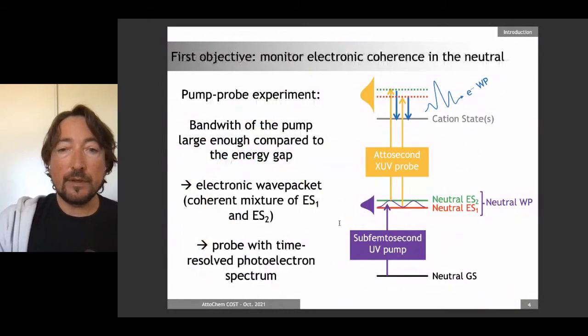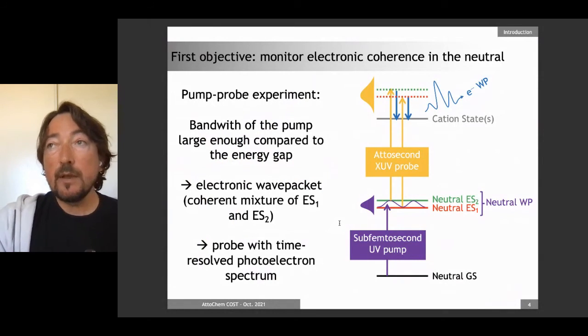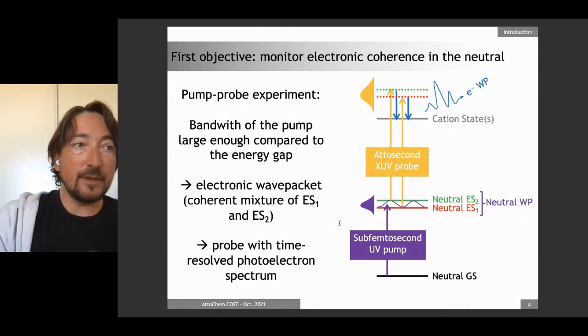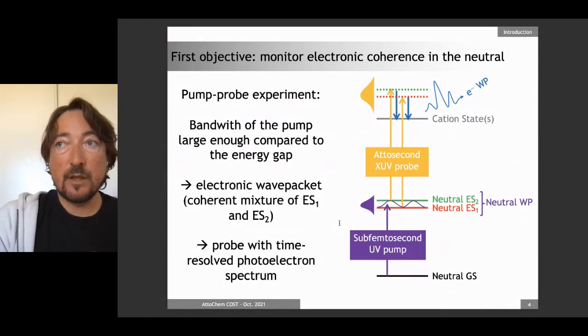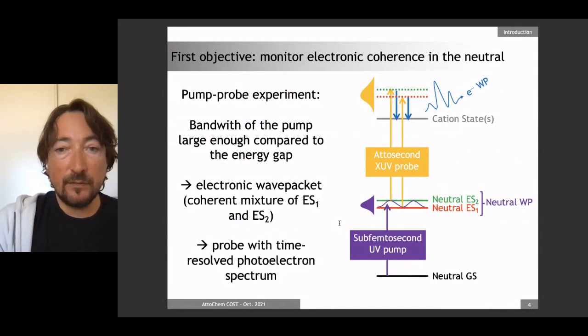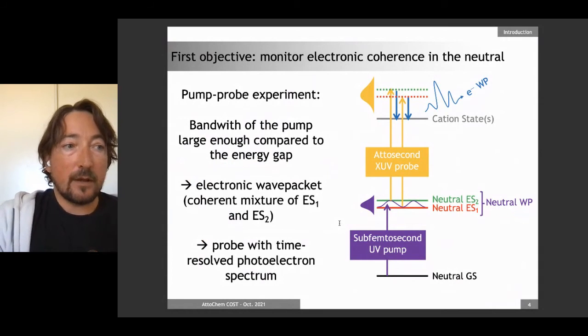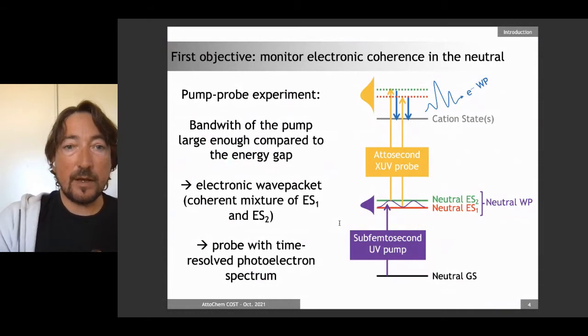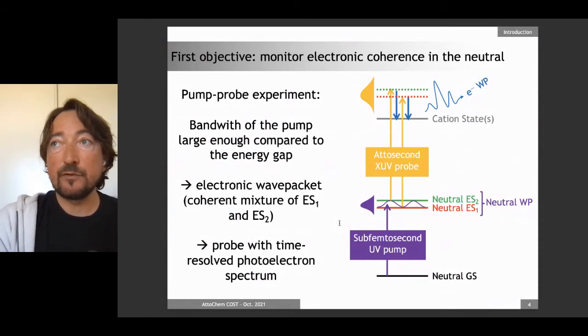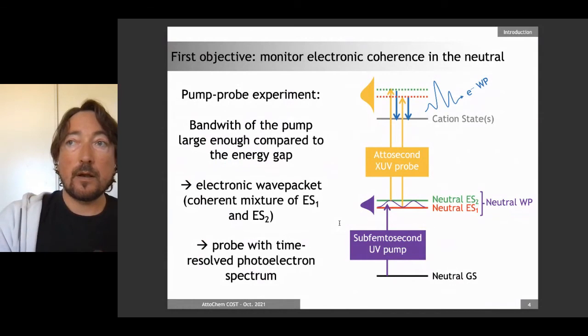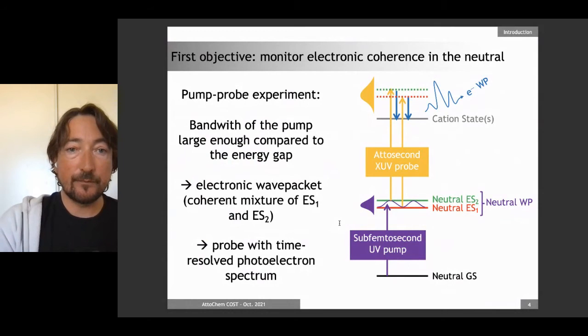So what we want to do is to create such a superposition of several electronic states in a neutral molecule. And why would that be useful for chemistry? It's because we could then create some kind of specific initial condition that would direct chemical reactivity in a neutral molecule rather than in a cation. So there are some technicalities that have to be overcome on the technical front, on the experimental front, but also on the modeling front.